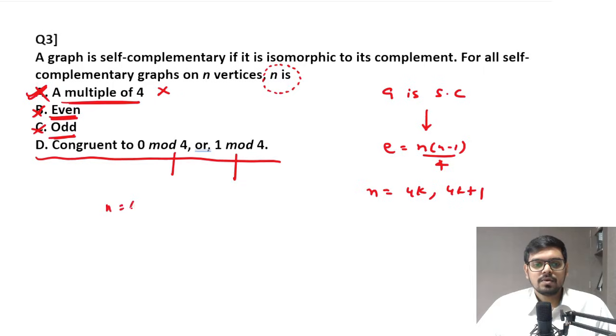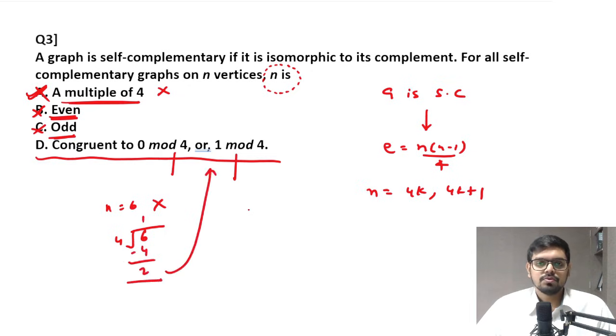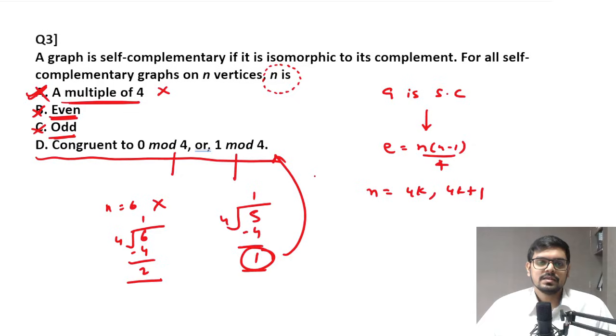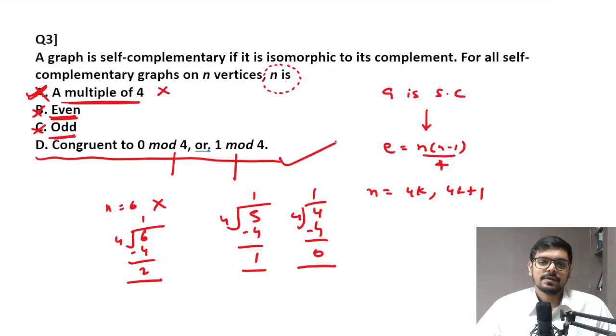See, n equal to 6 is not allowed as per the theorem. If you check, when 6 is divided by 4, 4 ones are 4, the remainder is 2. Remainder should not be 2. Okay, was 5 valid? Yes, when k is 1, n equal to 5 is valid. Even if you check by this statement, 4 ones are 4, remainder 1. So if the remainder is 1, then it is correct. Or if the remainder is 0, then it is correct, like 4 divided by 4, remainder 0. So therefore option D was correct.